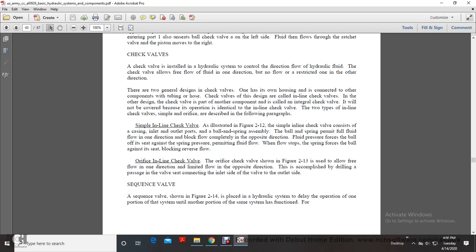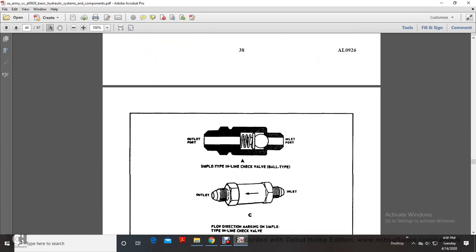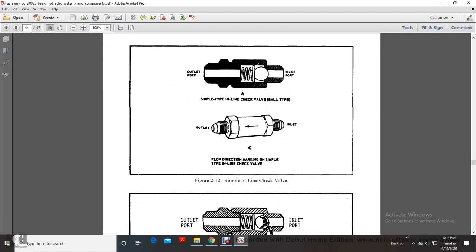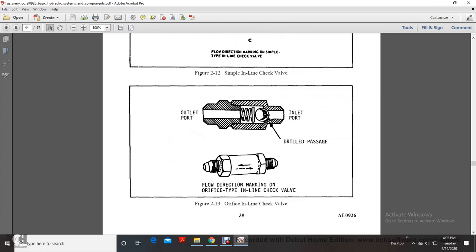Sequence valve, shown in Figure 2-14, plays a role in the hydraulic system, allowing the operation of one portion of the system and another portion of the same system to function. This shows a simple inline check valve, outlet port, inlet port, simple inlet check valve, ball type. It shows inlet and outlet port, flow direction marking, drilled passage, flow direction marking, orifice type of the inlet check valve.